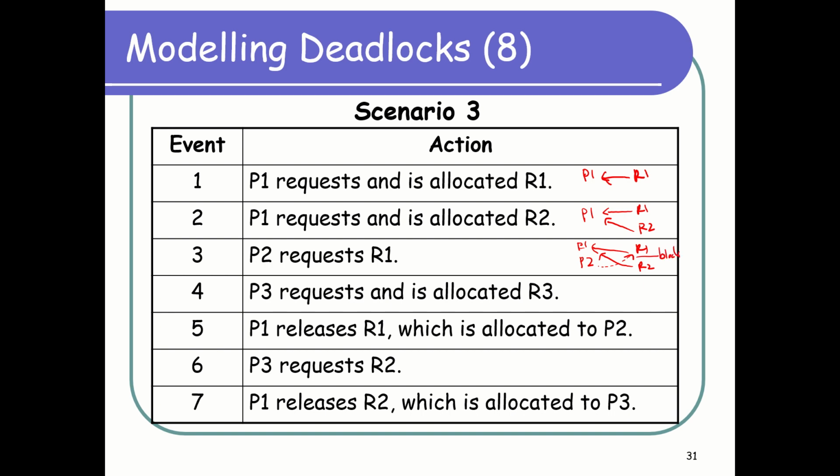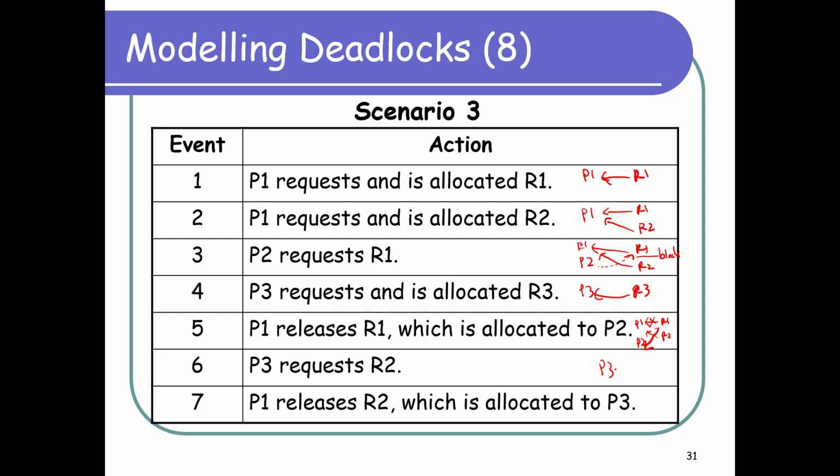And then P3 requests and is allocated R3. So R3 is serving P3. P1 releases R1, which is allocated to P2. So you go back here. Last time R1 was serving P1 and R2 was serving P1. P2 tried to request R1, but since R1 is now released, R1 will be serving P2.